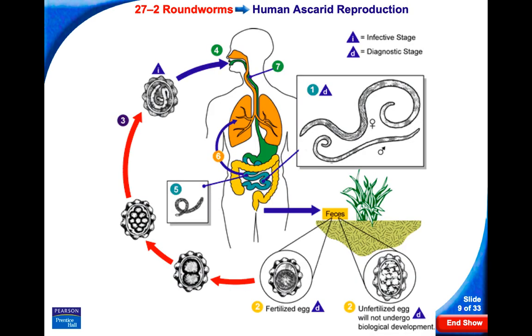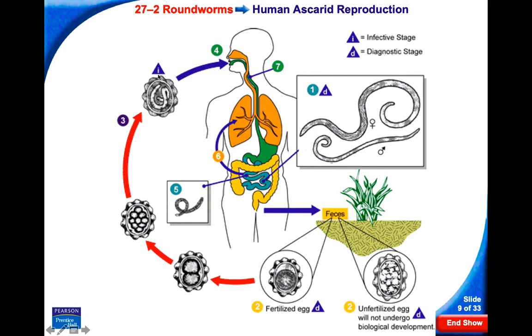Okay, this is the life cycle of a typical roundworm. This is actually the ascarid roundworm, and we're going to talk about that in more detail later. So I'm not going to go through this whole process, but I want to point out two different parts of the life cycles for roundworms. So there's something called the infective stage and the diagnostic stage.